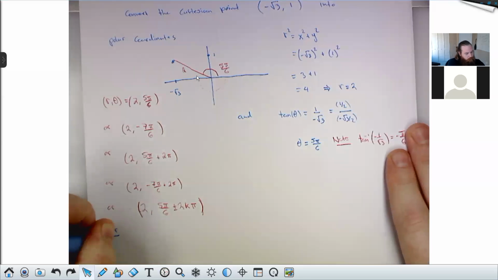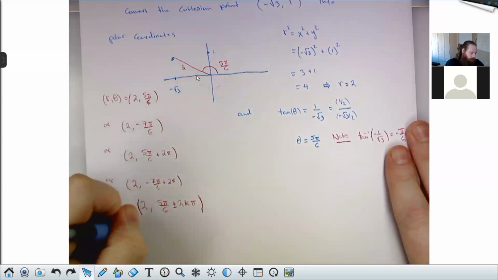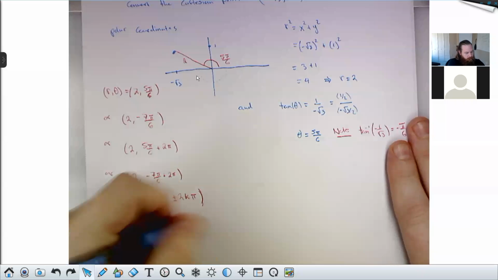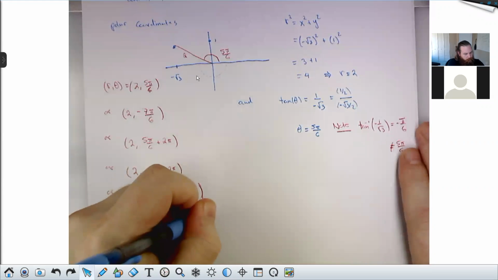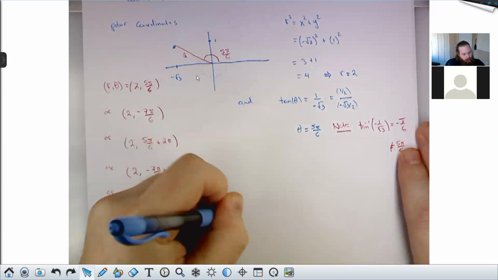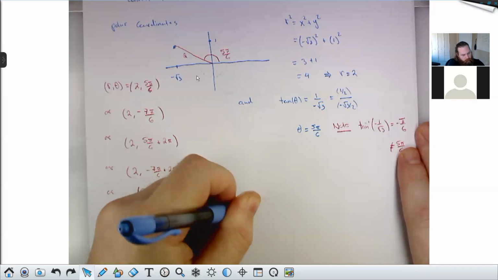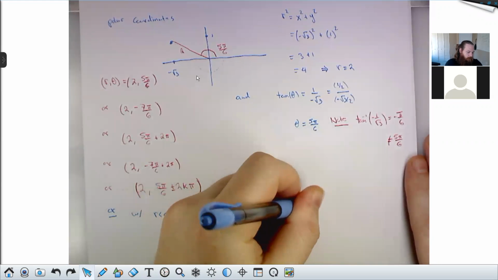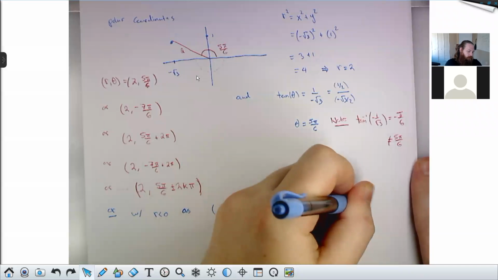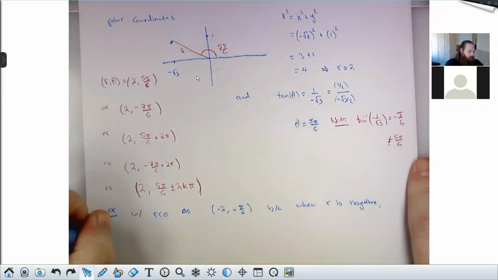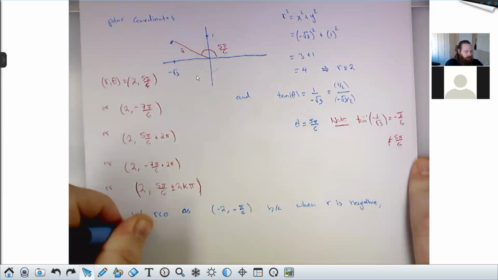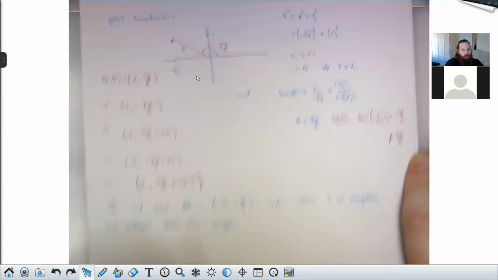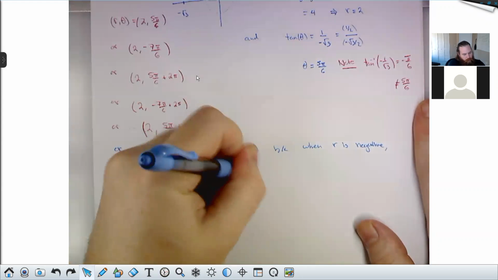So, with r less than 0, I'll give you just an example here, I could use negative 2 and negative π/6. Because when r is negative, we reflect through the origin, which is also sometimes called the pole.